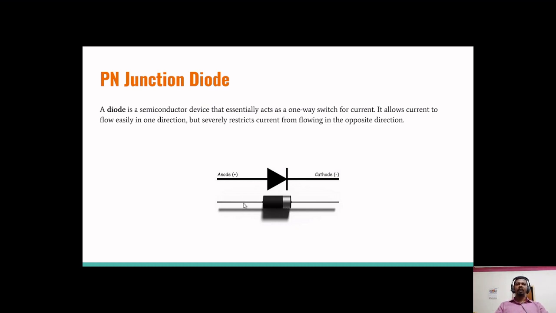So what is a diode? A diode is a one-way switch for current. It allows the flow of current in one direction and restricts the flow of charge carriers in the other direction. So we will look at this aspect when we discuss the biasing conditions.